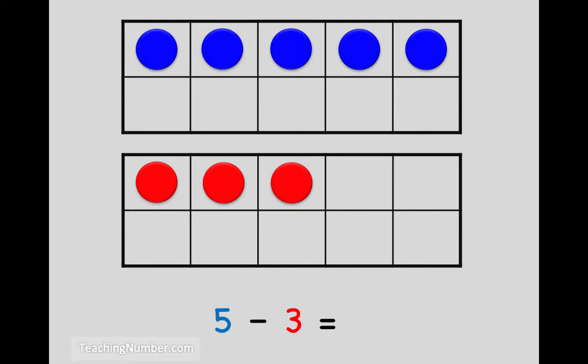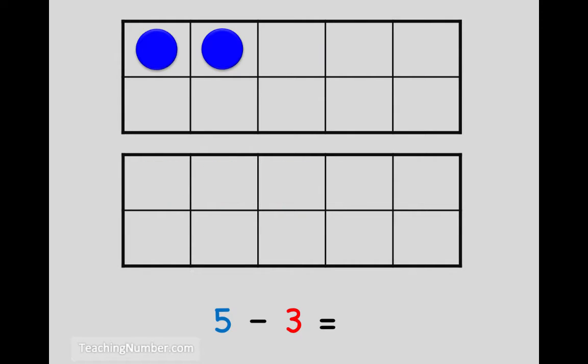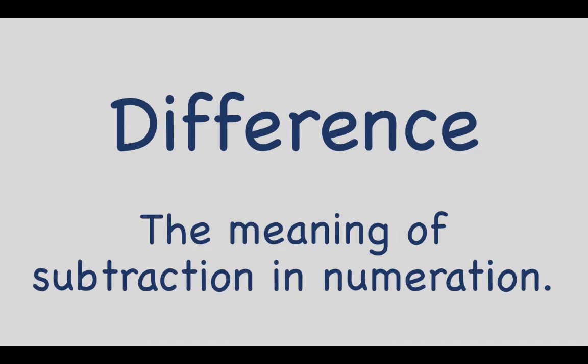Keep in mind, students should already know that the difference between 5 and 3 is 2. We want them to understand the concept of compensation, so we take 3 counters out of each 10 frame and we are left with 2 in the top 10 frame. We want students to understand that 5 minus 3 is equivalent to, or the same as, 2 minus 0. That's why 5 minus 3 equals 2. 10 frames model difference, or the meaning of subtraction in numeration.